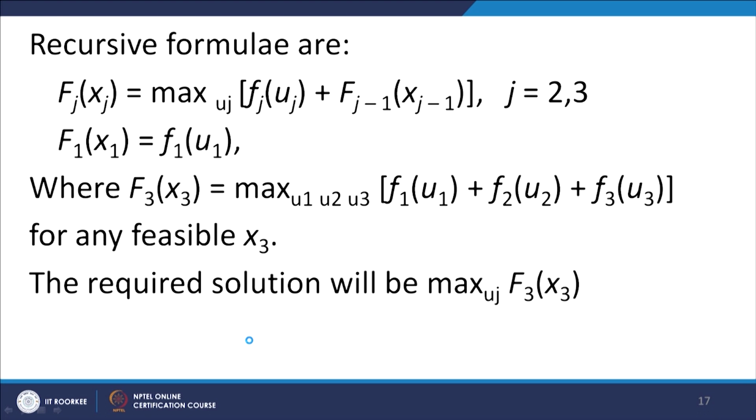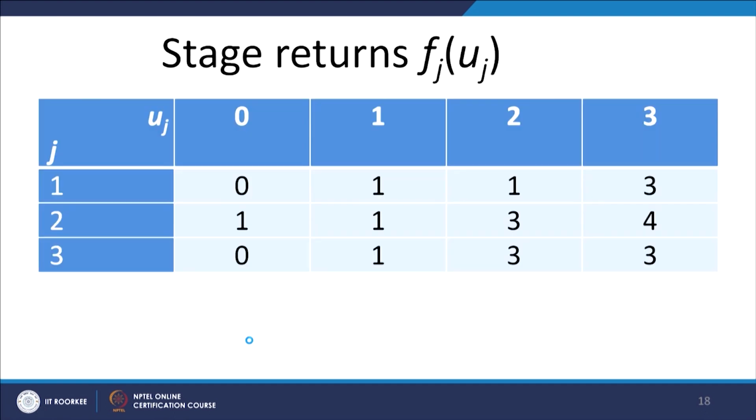This is using the way in which we have defined the state variables and the state transformation functions. Now, the stage returns can be written like this. On the top we have uj, that is 0, 1 and 2, 3, and on the left hand column we have j, which goes from 1 to up to 3, and the state returns can be written as follows: 0, 1, 1, 3, 1, 1, 3, 4, 0, 1, 3, 3. This is based upon the stage returns as given in the problem.